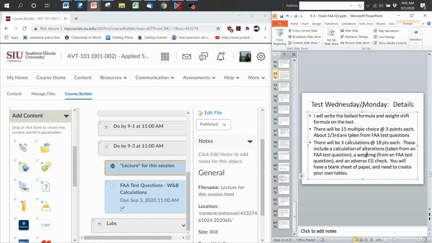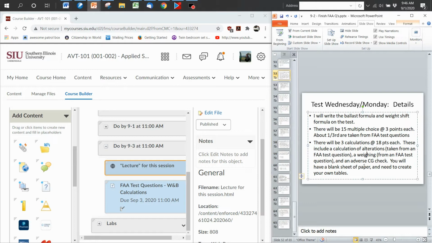And there will be 3 calculations that are going to be worth 18 points each, and these will include a calculation from the alterations that we're going to go over today, a question from a weighing that we're going to go over today. Both of those will be from an FAA test question, and there will be an adverse CG check that will be something that I have made myself, and I'm going to tell you right now it's going to be on a small aircraft with 2 seats that are not at the same CG. You'll have to do an adverse loading check on that.